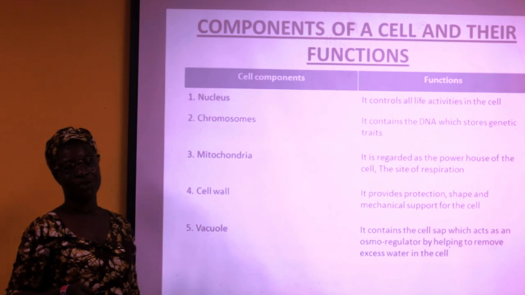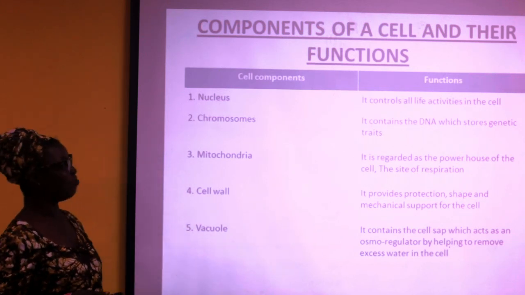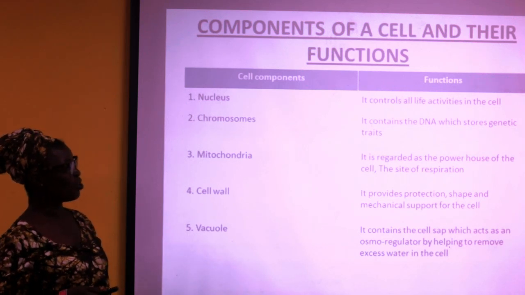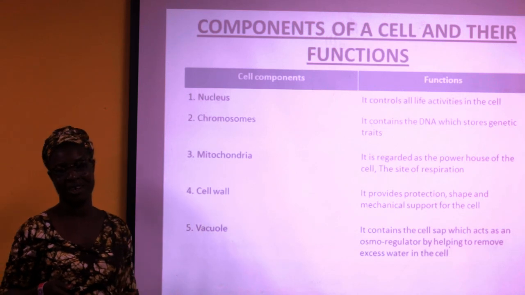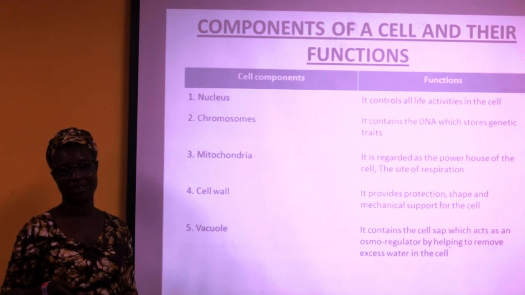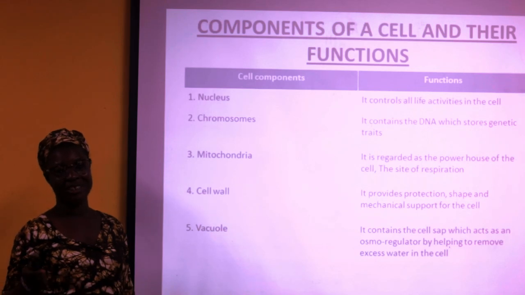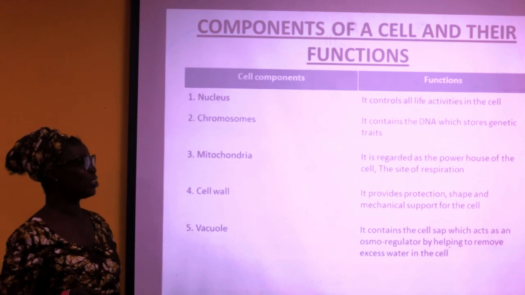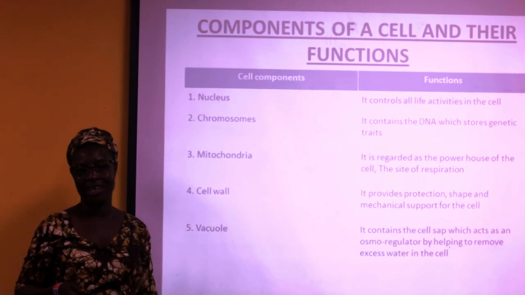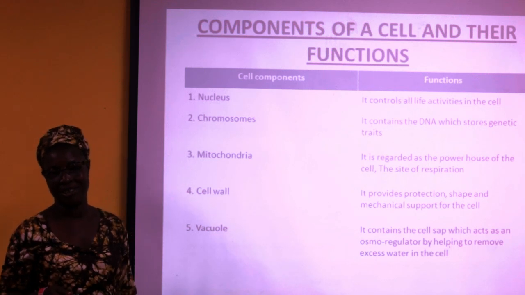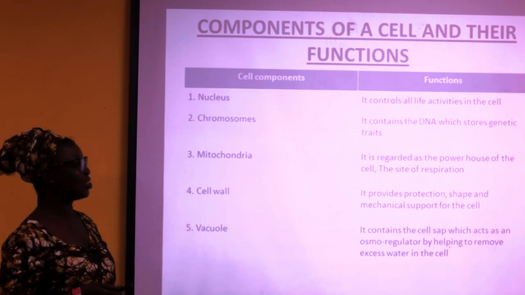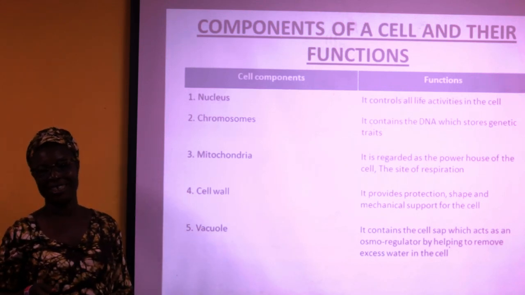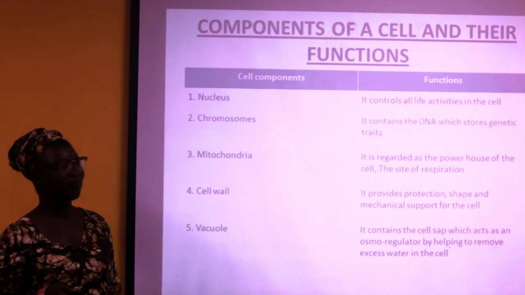Now we'll move on to components of cells and their functions. Number one component of cell is nucleus. Nucleus controls all life activities in the cell. That's the life processes, respiration, all the activities of the cell. Then chromosomes, it contains the DNA which stores genetic traits. In our last lesson, we talked about the traits and the genes. So that's the stored DNA. The DNA is responsible for storing the transmittable characters in parents.